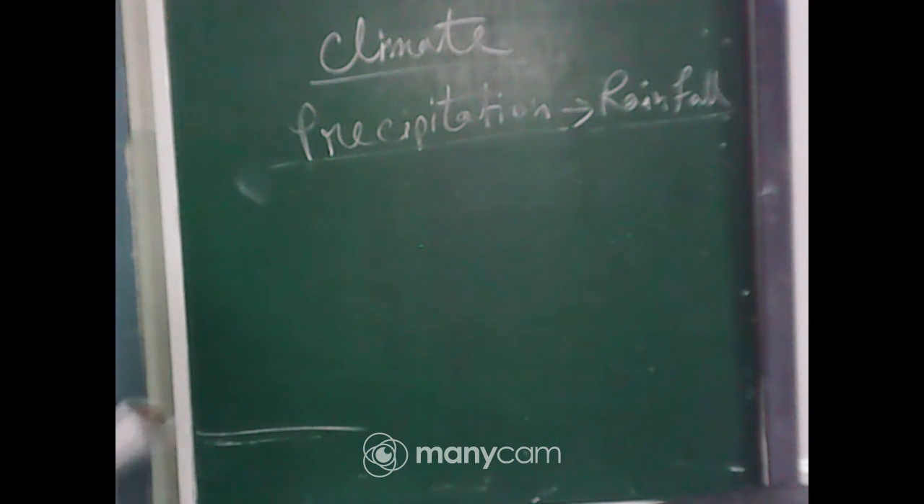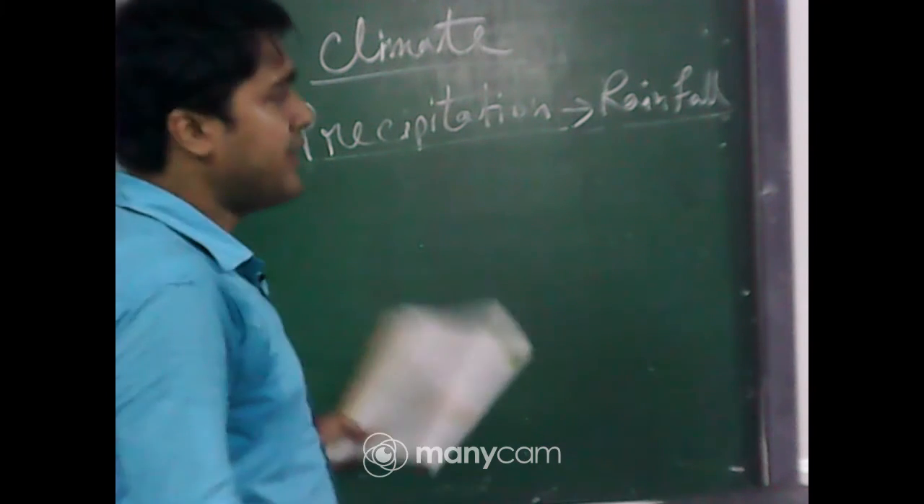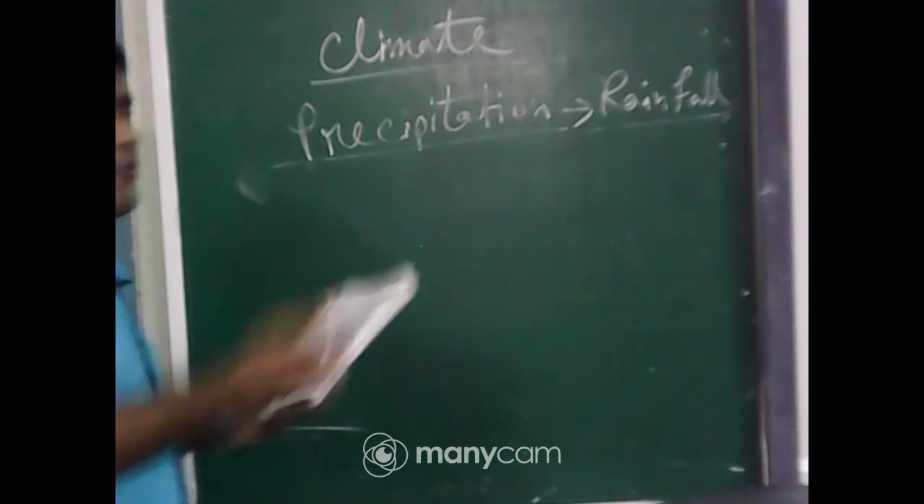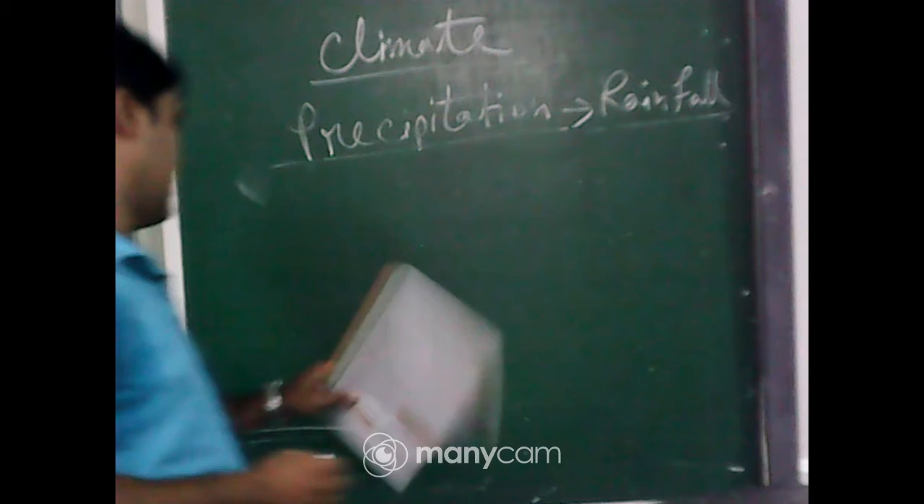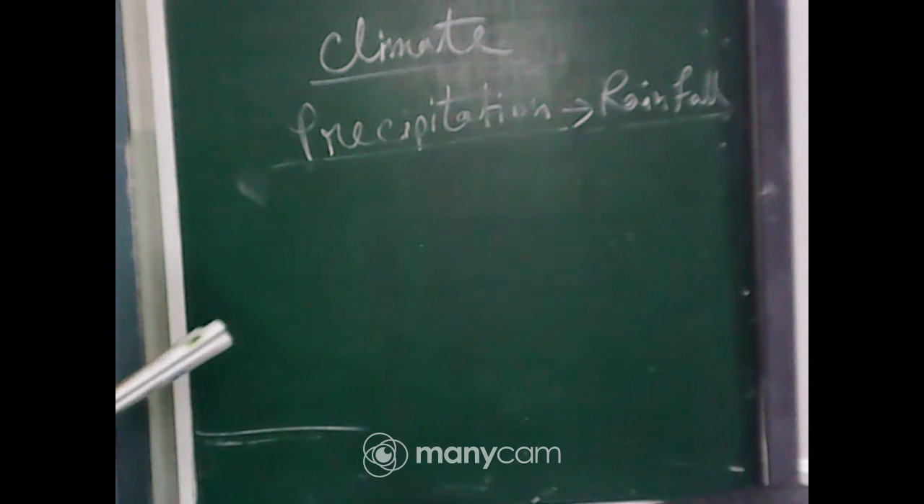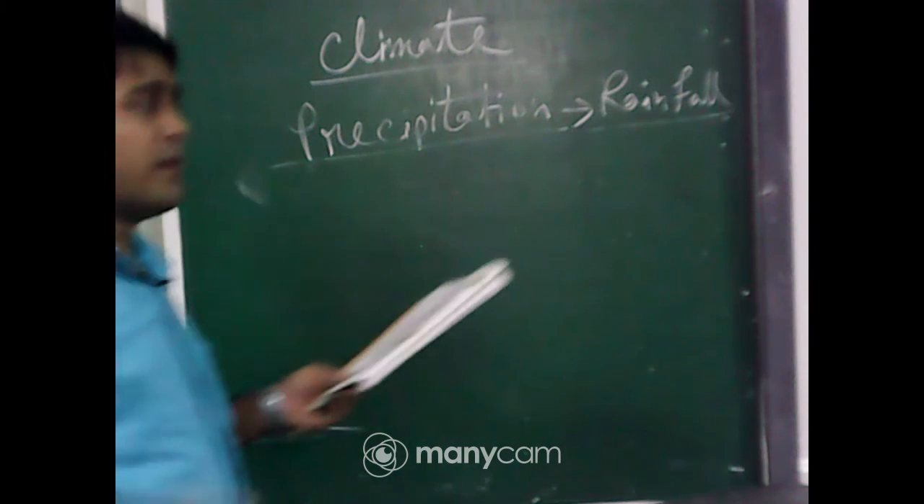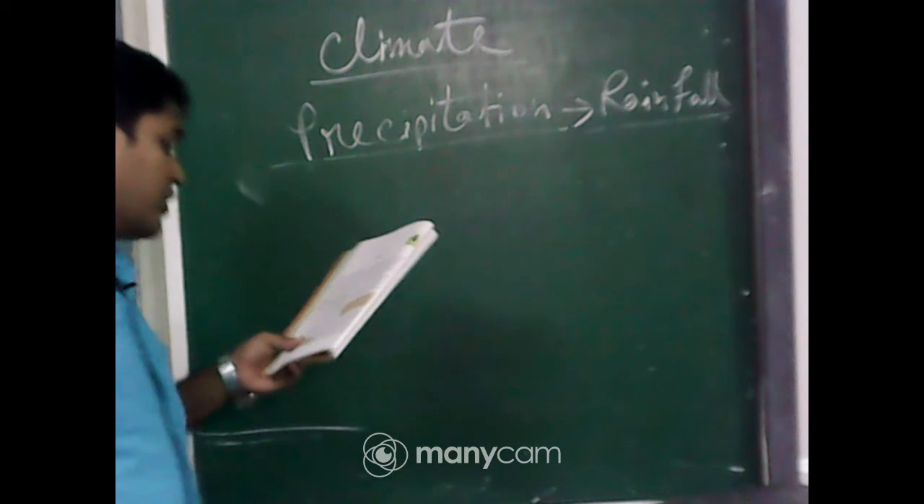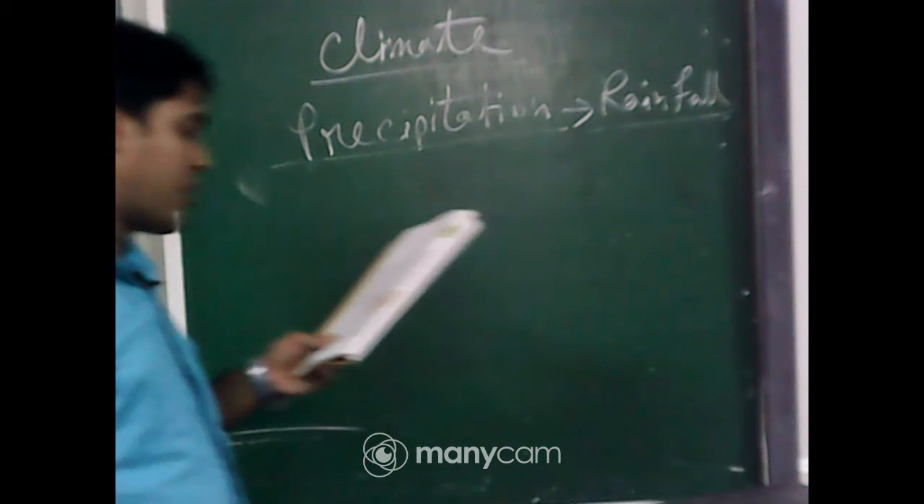Rainfall. So if you look at precipitation from rainfall, you know that in India each and every place does not receive an equal amount of rainfall. Some places get a high amount of rainfall, some places get a medium or low amount of rainfall. So let us now look at precipitation.